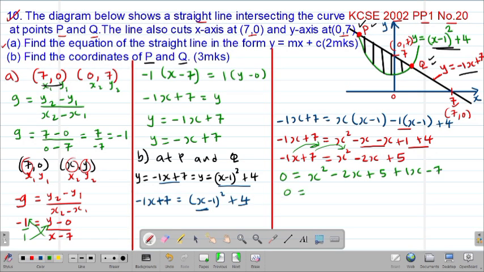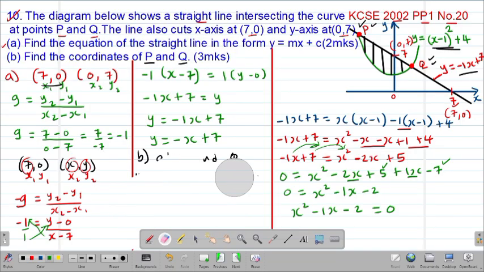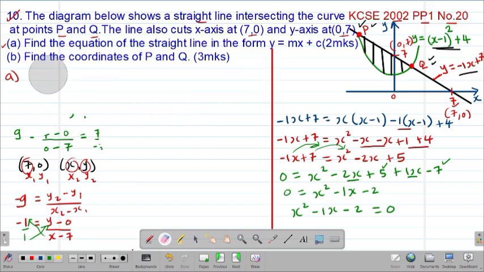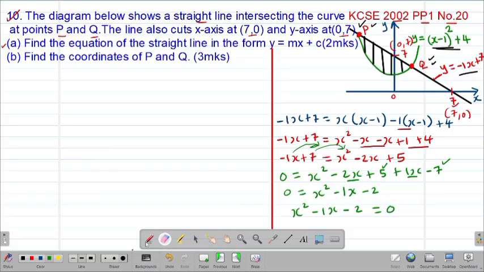So that means 0 will be equal to x squared. This one and this will give me negative 1x, or simply negative x. Then positive 5 minus 7, I'm going to get a negative 2. So this equation can be written as x squared minus 1x minus 2 is equal to 0. So we can solve this quadratic equation so that we can get the exact values of x at the point of intersection, which are the points P and Q.